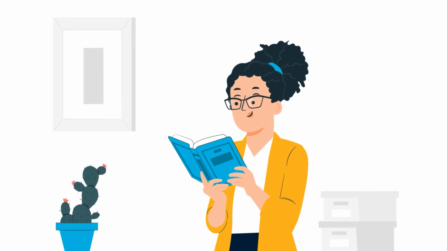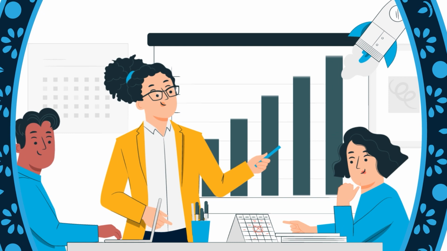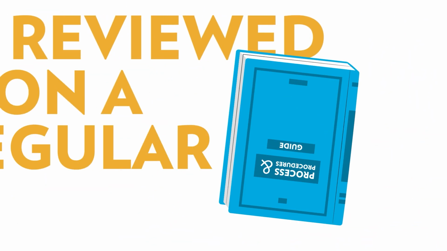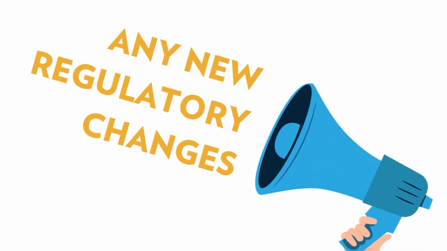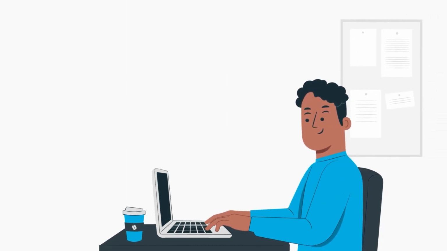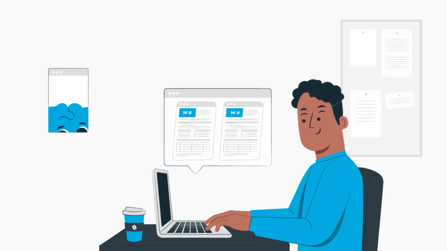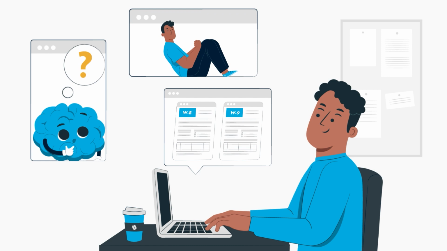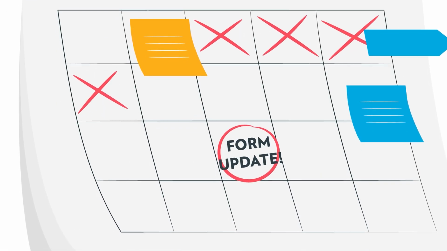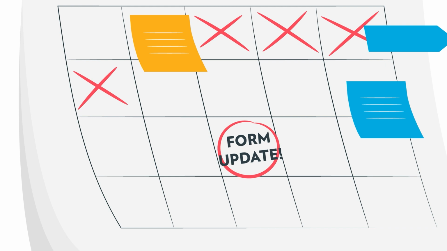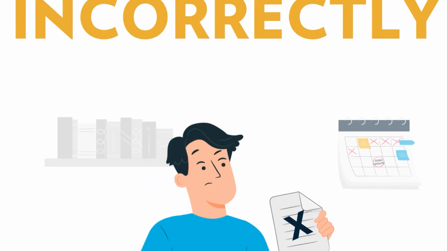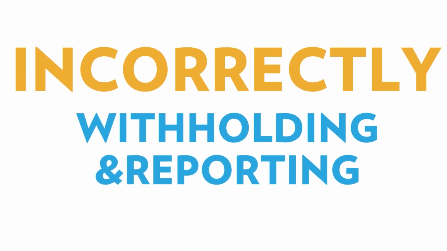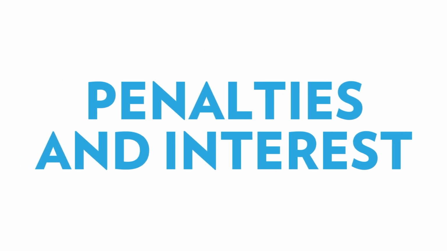Documented processes and procedures are a direct reflection on how you conduct your business. These manuals must be reviewed on a regular basis, often annually, and must address any new regulatory changes that could impact your current processes. For example, it's important to ensure that the person reviewing the IRS Forms W-8 and W-9 have the knowledge and training to do so. This means that they must stay up to date on the latest IRS forms and any changes. Else you run into the risk of having invalid documentation on file, which can lead to incorrectly withholding and reporting, resulting in penalties and interest.